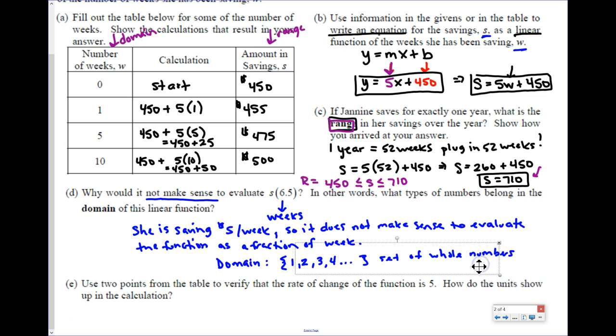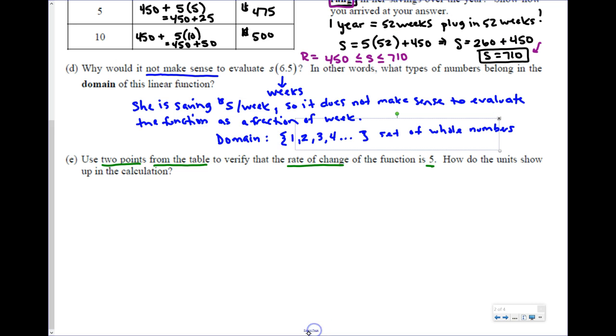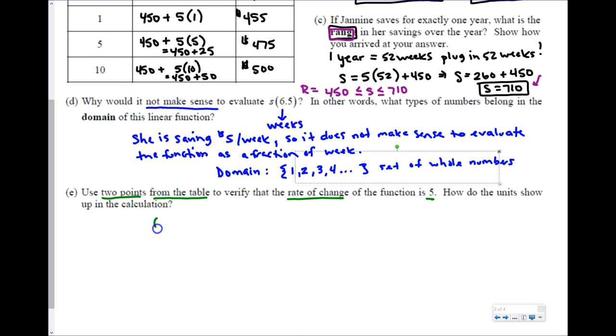So this is one of those check your work kinds of things, and it wants you to pick 2 points from the table to check the rate of change to be 5. So let's do that. Let's pick 2 points. I'm going to pick the point 5, 475. So this point that I'm circling up here. And let's just pick the next one after that, 10, 500. So I'm picking these 2 points up here to find the rate of change. And now to find that, we just use that formula we've been working with so long.